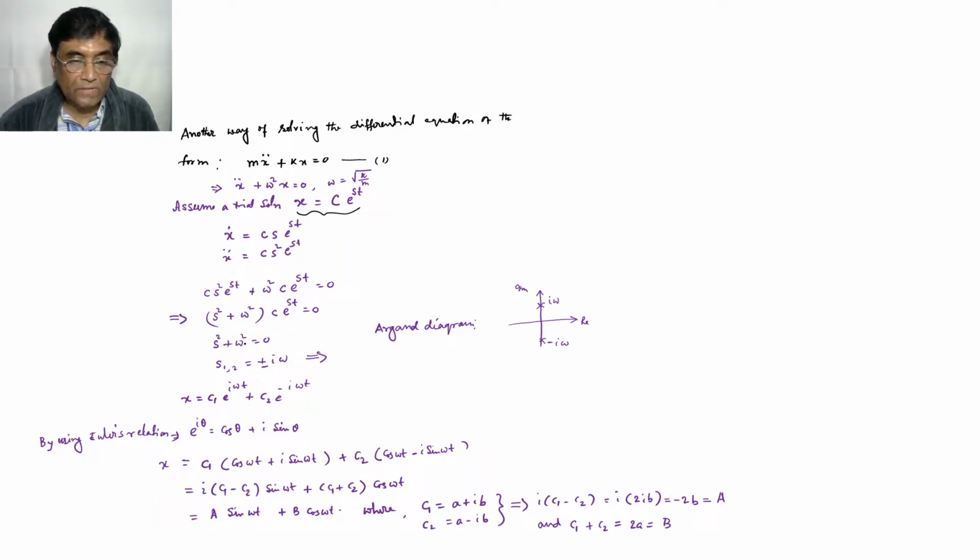So s square plus omega square equals 0, and this is the characteristic equation. You see, it's no more a differential equation.